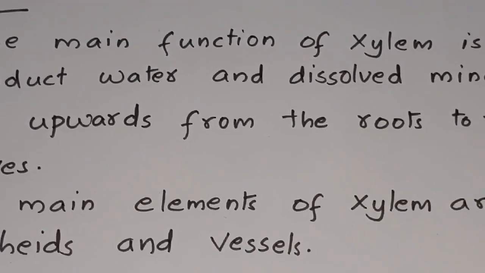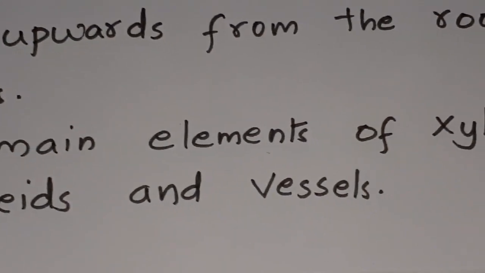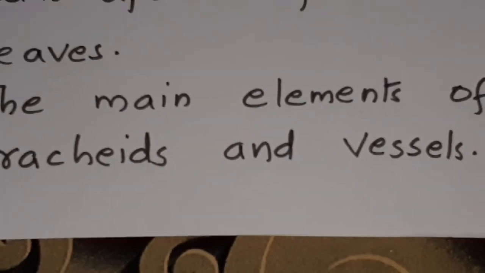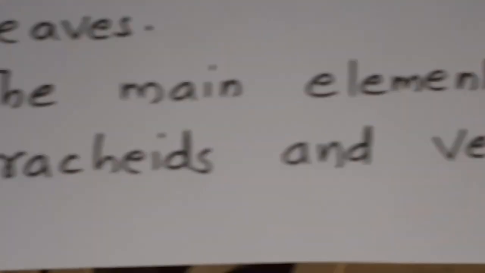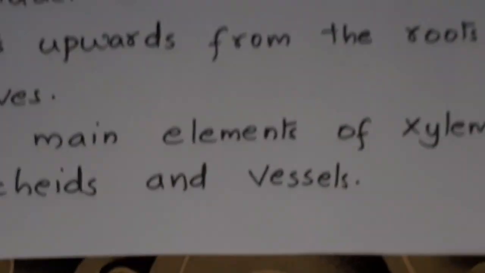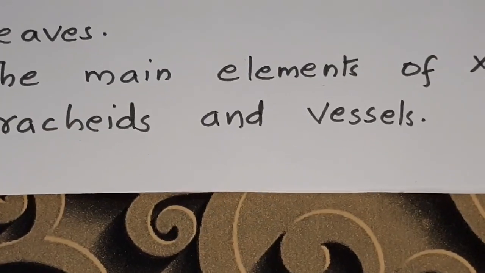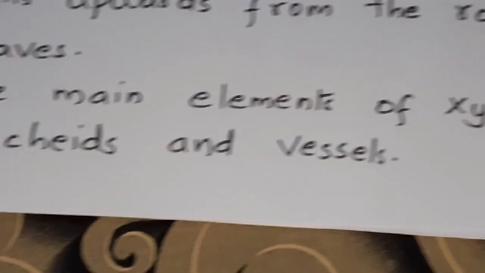Okay. Now, the main elements of a xylem. What are the parts of xylem? Two main elements are there. They are called tracheids and vessels. Tracheids and vessels are the two main elements of xylem.